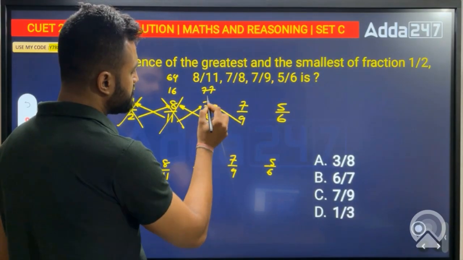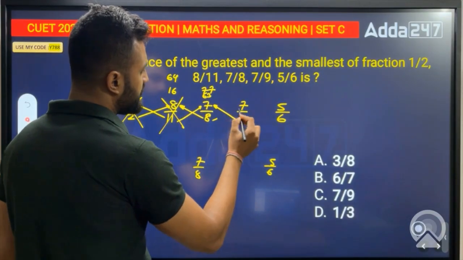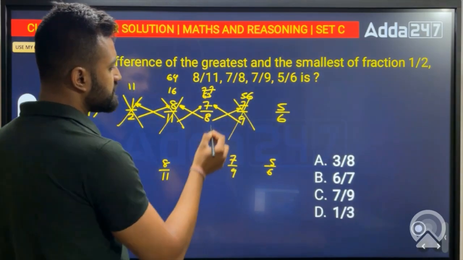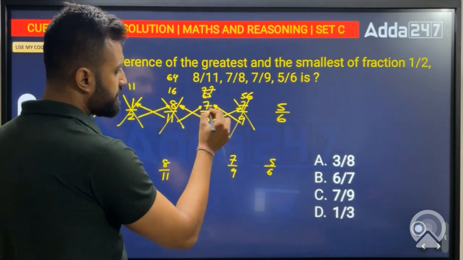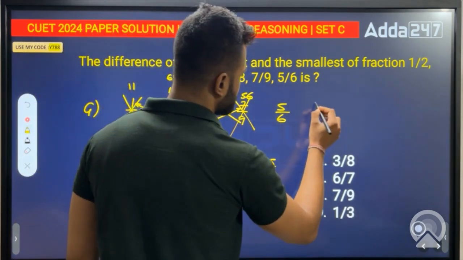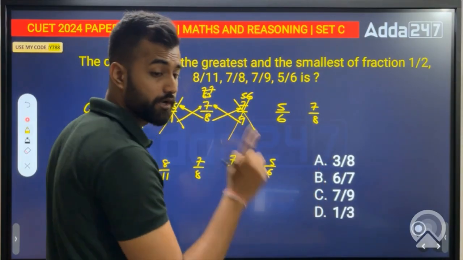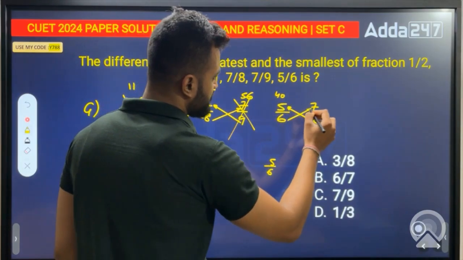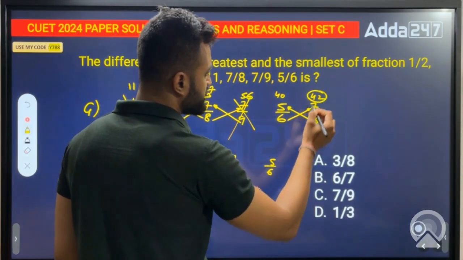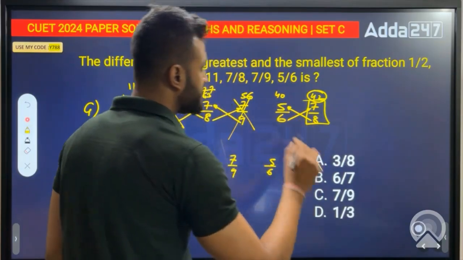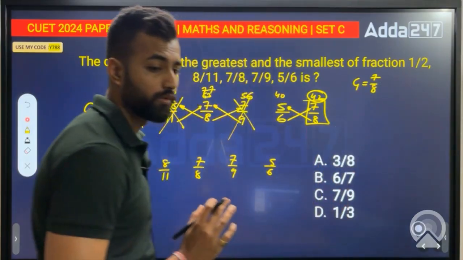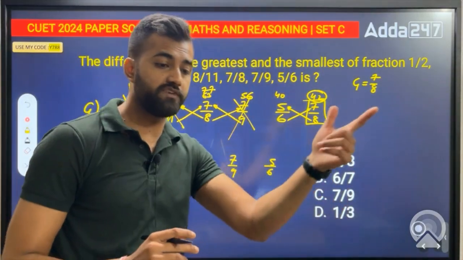9 into 7, 63. 8 into 7, 56. Which one is greater? This one is greater. Remove this. 7 by 8. 7 by 8 and 5 by 6 I have to compare, so I am writing it here. 7 by 8. Compare them. Again cross. 8 5s are 40. 6 7s are 42. Which one is greater? 42 is greater. That means the greatest would be 7 by 8. I have got the greatest. So greatest आ गया sir. कितना है sir? 7 by 8. Wow, great na? Now we'll do the opposite in terms of smallest.